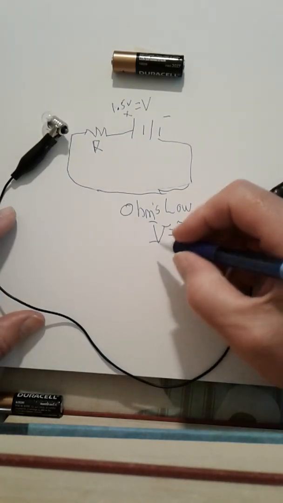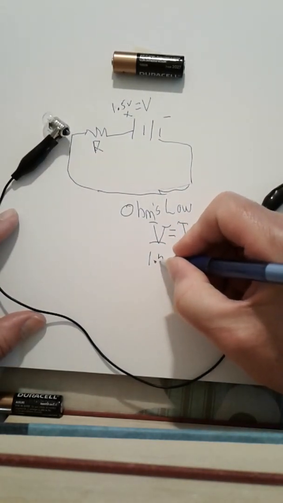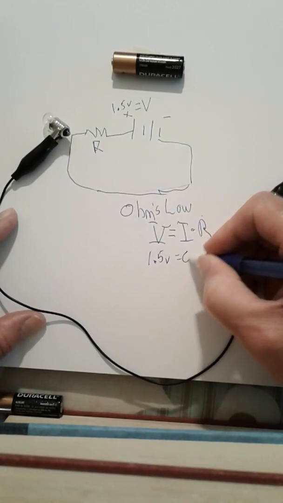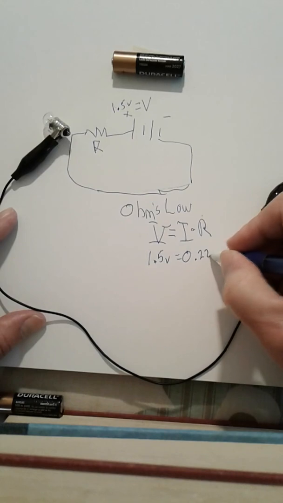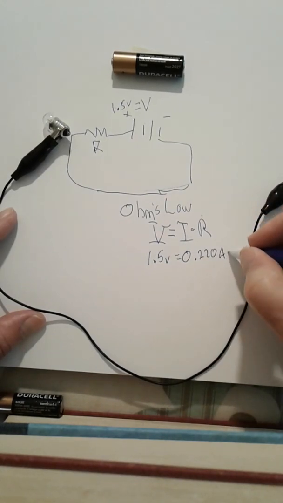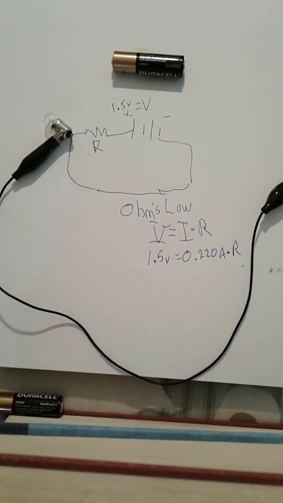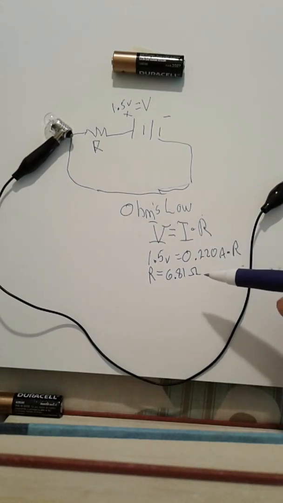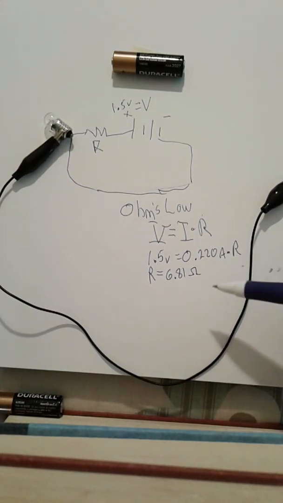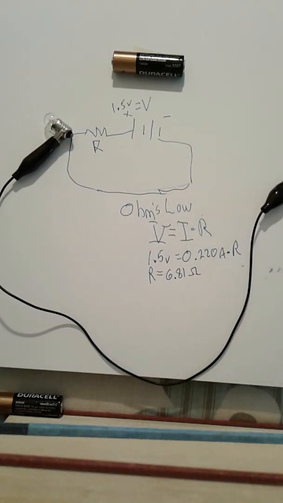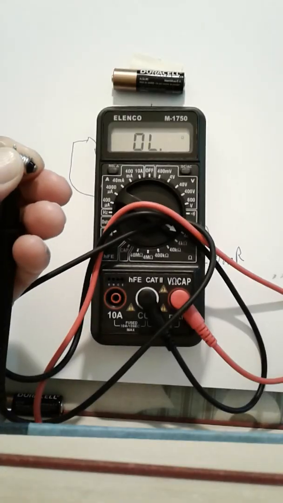So using Ohm's law, we can say that we have 1.5 volts from the battery. We had 0.220 amps times the resistance. And that gives us 6.81 ohms. Ohms is the resistance unit. And that tells us now that our light bulb has a resistance of 6.81 ohms.